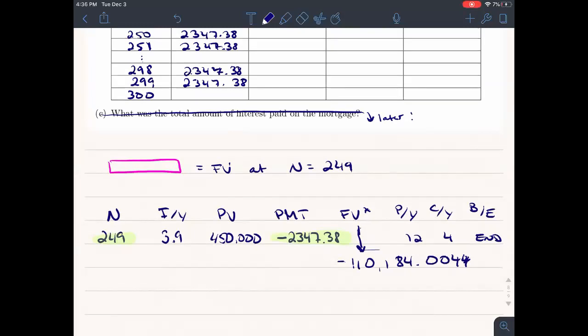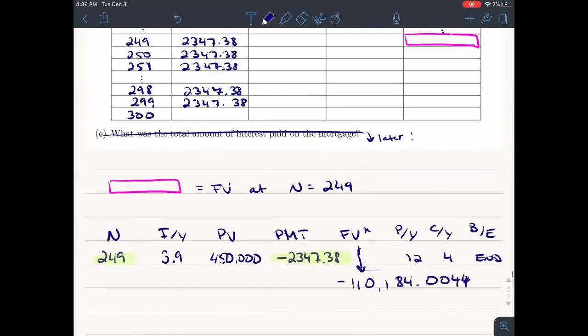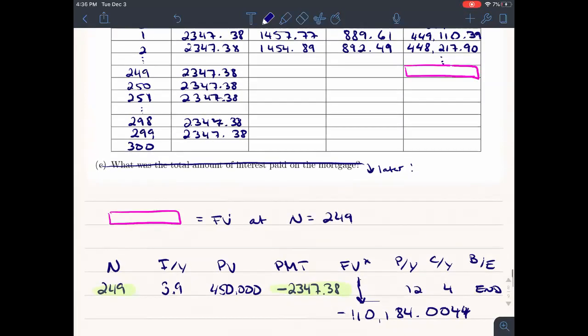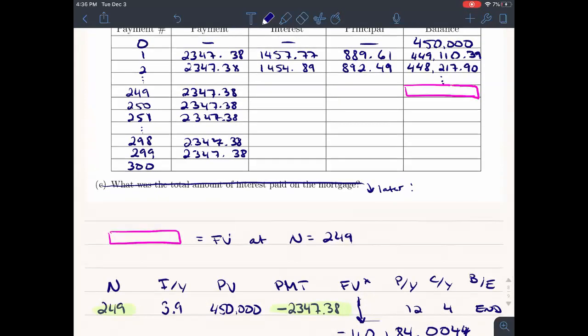So rounding to 2 decimal places, that's 0 pennies, and it's negative, right? Because the idea is, if you stop after 249 payments, you would still owe about $110,000, give or take. Actually, more like give. 110,104.00. We don't know what these values are leading up to it, but that's okay. We need it to be able to find the next row.